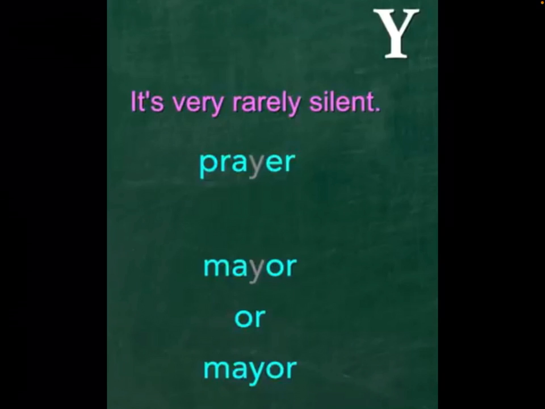Same goes for the letter Y. It's very rarely silent. It's silent in the word prayer, in the word mayor, but some Americans say mayor, and the British say mayo. They do not pronounce it. So it just depends. There's really no rule here, but it's very rarely silent. We usually pronounce it, but just remember in prayer we do not pronounce the Y. And mayor, it depends where you are from, if you're from Britain or if you're from the U.S.